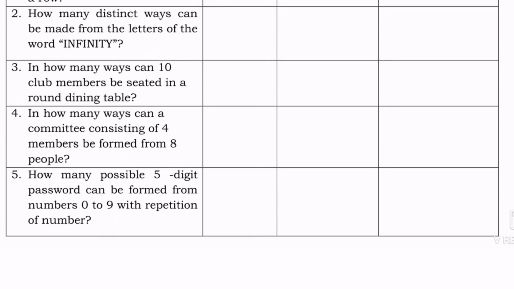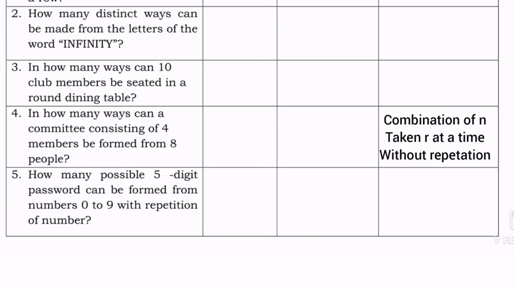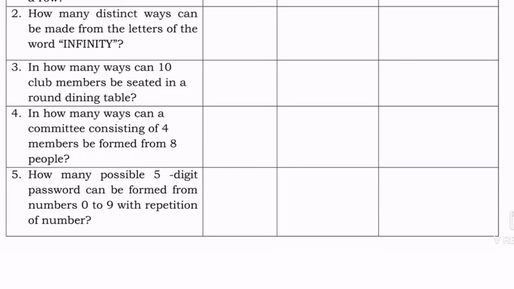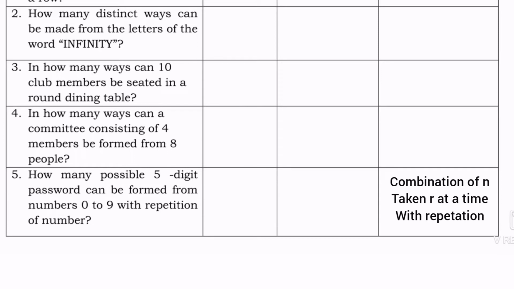Number 4, in how many ways can a committee consisting of 4 members be formed from 8 people? So, keyword is form, then combination, and combination of n taken r at a time without repetition. Number 5. How many possible 5-digit passwords can be formed from numbers 0 to 9 with repetition of number? Keyword is form, then combination of n taken r at a time with repetition.